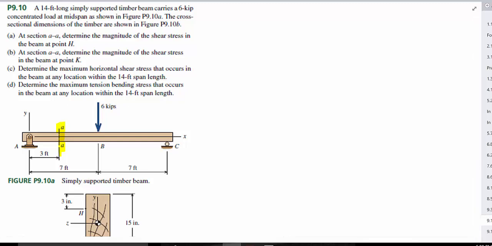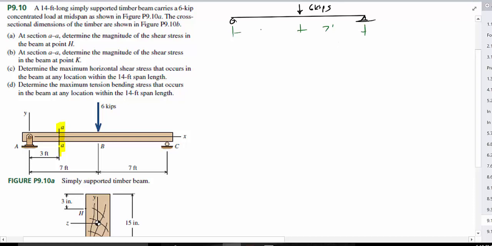So the first thing that we want to do is just quickly draw up our simply supported beam. We have 6 kips working here, right in the center, which means we're going to have 3 kips acting at each reaction, and this is 7 feet.